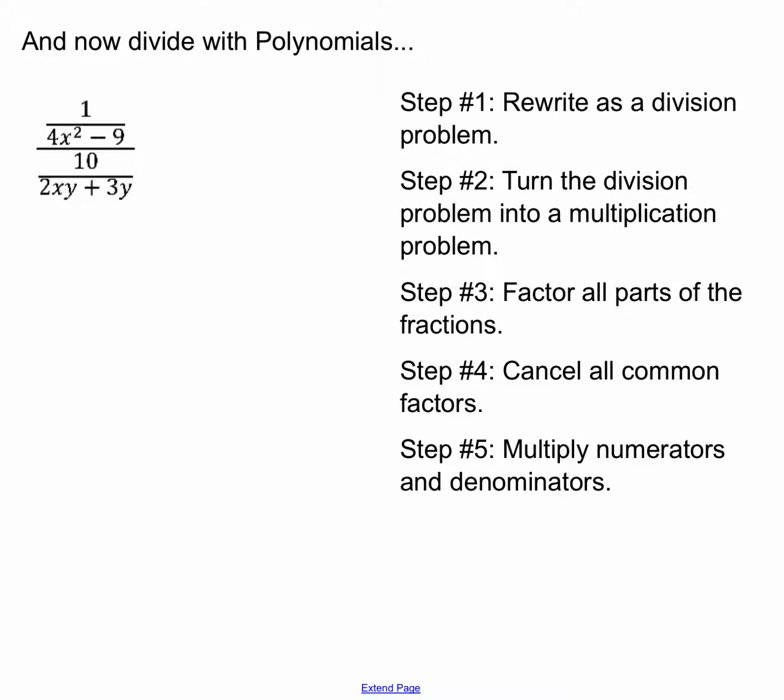Okay, if I were going to divide, it's going to be similar, but a lot more steps. So basically I have one fraction divided by another fraction. So rewrite as a division problem. So the first thing I'll do is times 10 over 2xy plus 3y.